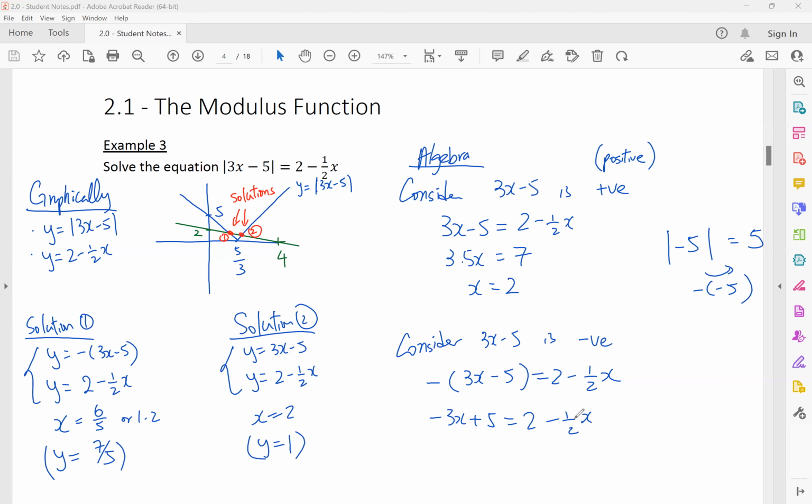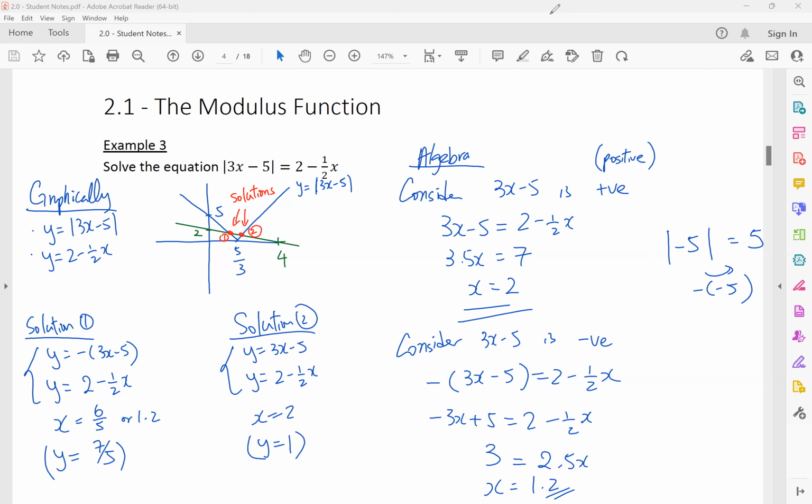Simplify the equation, add 3x to the right hand side, that will become 2.5x. 2 brings it to the left hand side, becomes minus 3. 3 divided by 2.5, I believe that's 1.2. You can see these are the answers matching up. So these two ways, algebra way is the way to go.